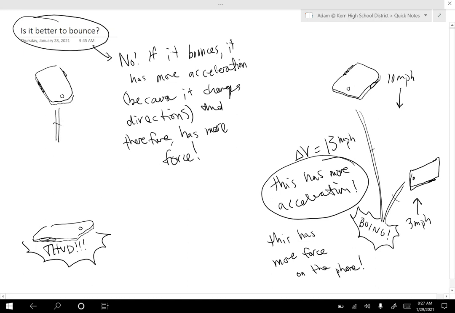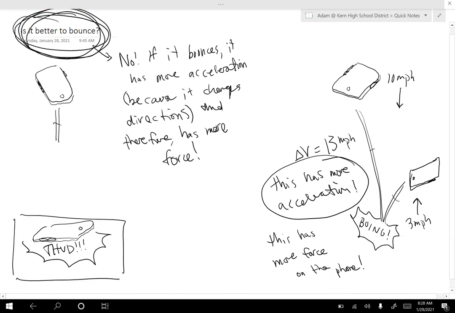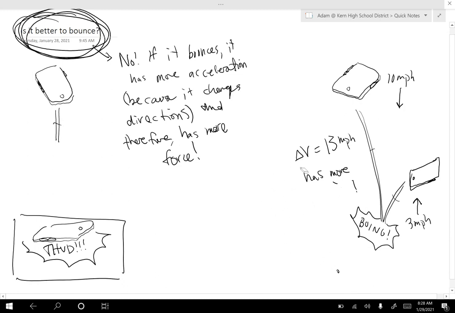So when you try to design your devices, we want to try and find a way to assure that it lands dead and that it doesn't bounce up. Okay, this is our goal.